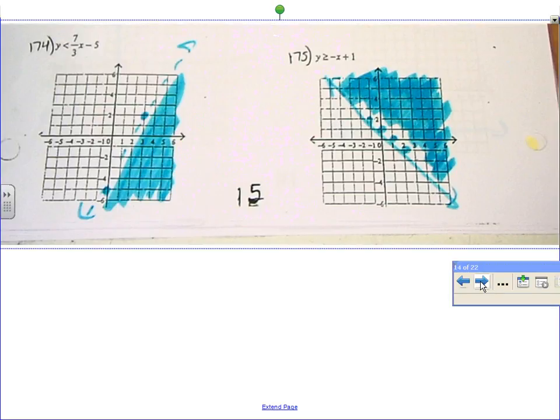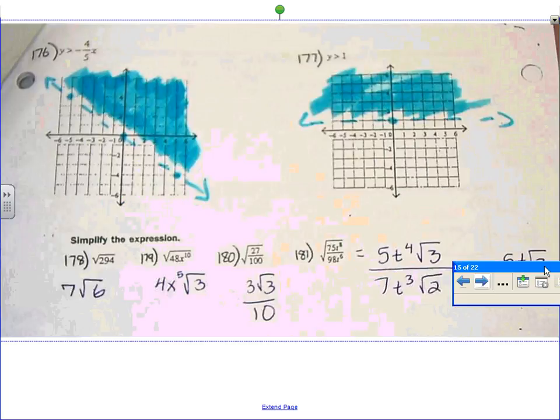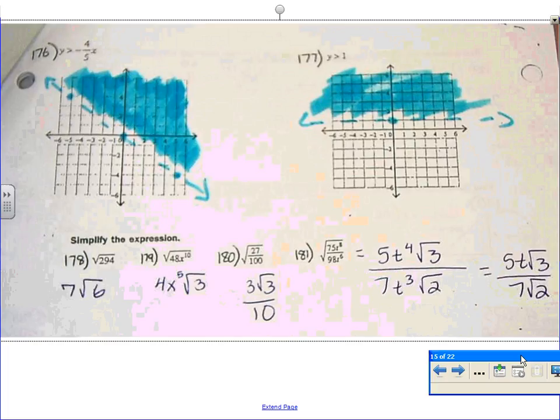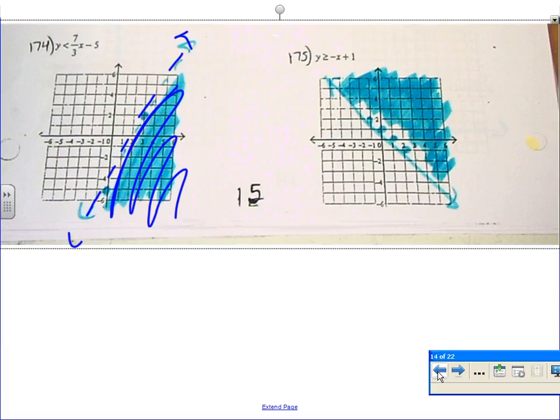Okay, 174, it should be a dashed line and shade below. Let me see if I shut this off, if that helps anymore. Oh, there, that's better. 175, solid line, color above. Please make sure you remember when they should be dashed and when they should be solid. Okay, next one. 176, dashed line, color above. 177, dashed line, color above. 175, solid line, color above.